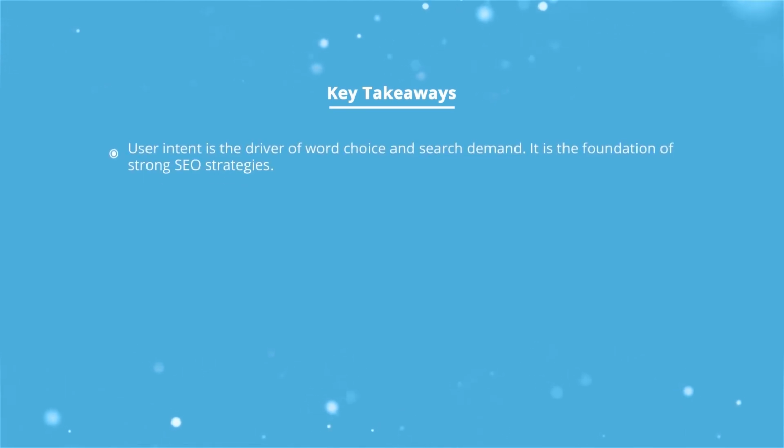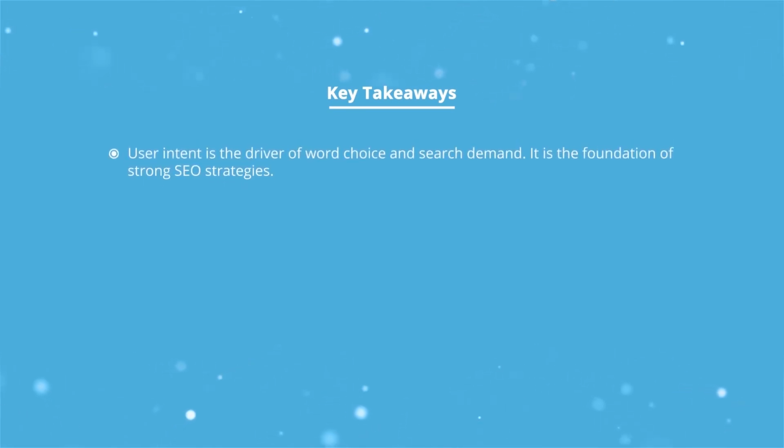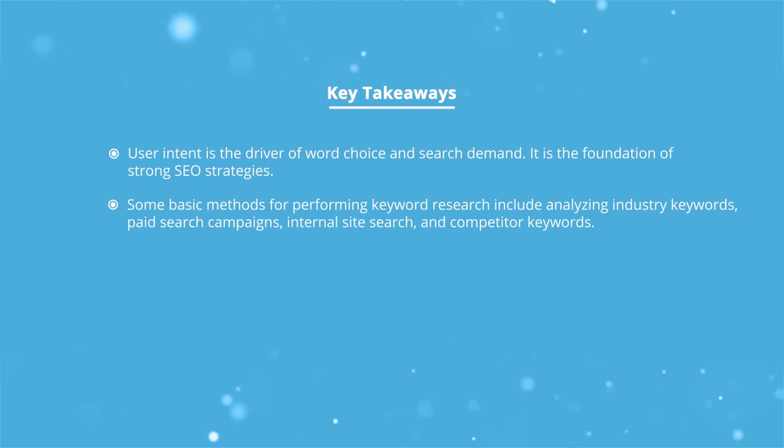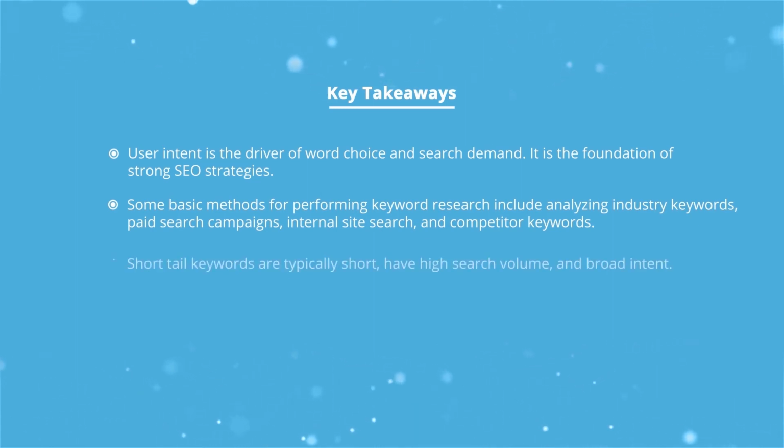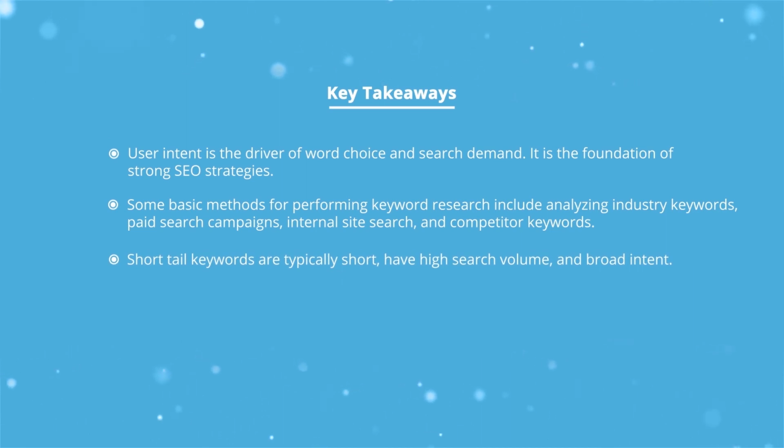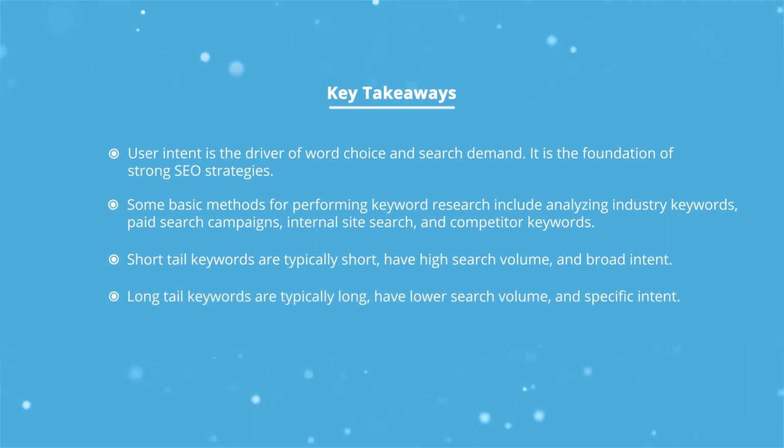Key takeaways from this section: user intent is the driver of word choice and search demand, and it is the foundation of a strong SEO strategy. Some basic methods for performing keyword research include analyzing industry keywords, paid search campaigns, internal site search, and competitor keywords. Short-tail keywords are typically short, have high search volume, but broad intent. Long-tail keywords are typically long, have lower search volume, and have specific intent.